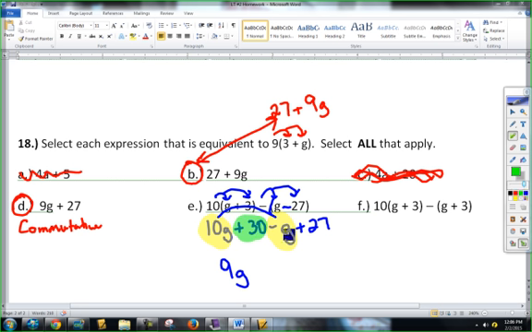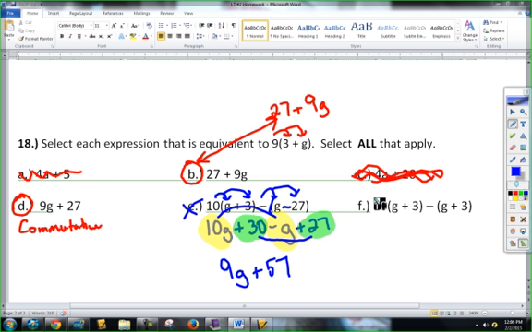Now I'll go to my constants. I have a constant 30 and a constant 27. When I put those together, what do I get? 57. Now is that going to be equal to that? No. Do you see how I proved, though, that letter E would not be the same? Does everybody get that? Yep.